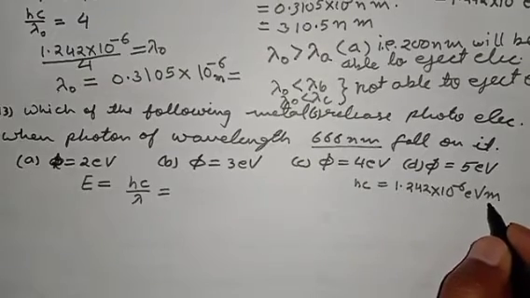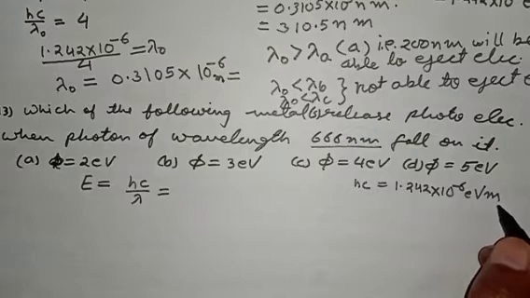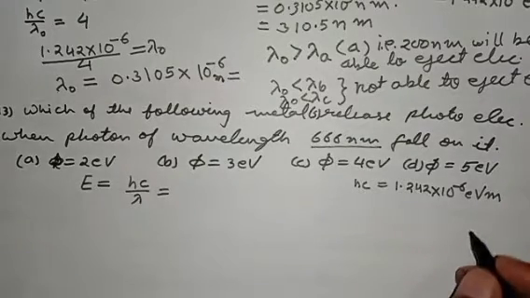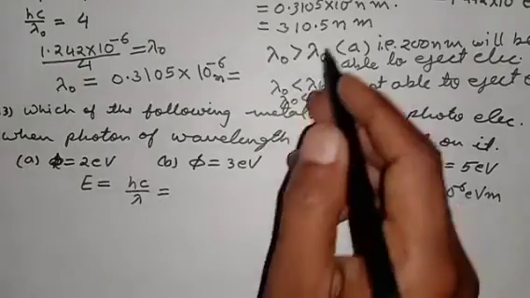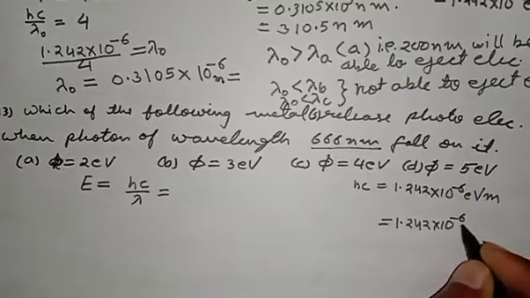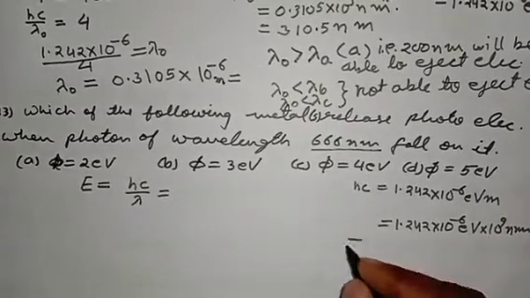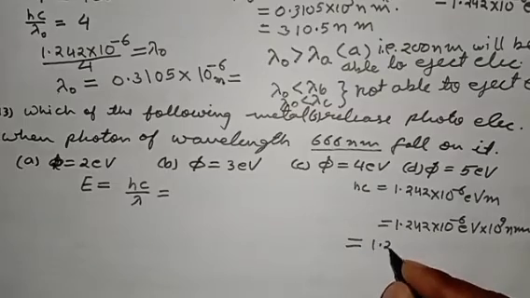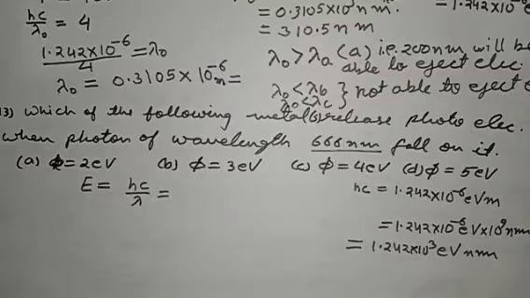So if it is not given, and it is given in terms of electron volt meter and not in nanometer, in fact we can find it out. How? As we did earlier. So 1.242 into 10 to the power minus 6 electron volt meter, into 10 to the power 9 nanometer, so it will be 1.242 into 10 to the power 3 electron volt nanometer.